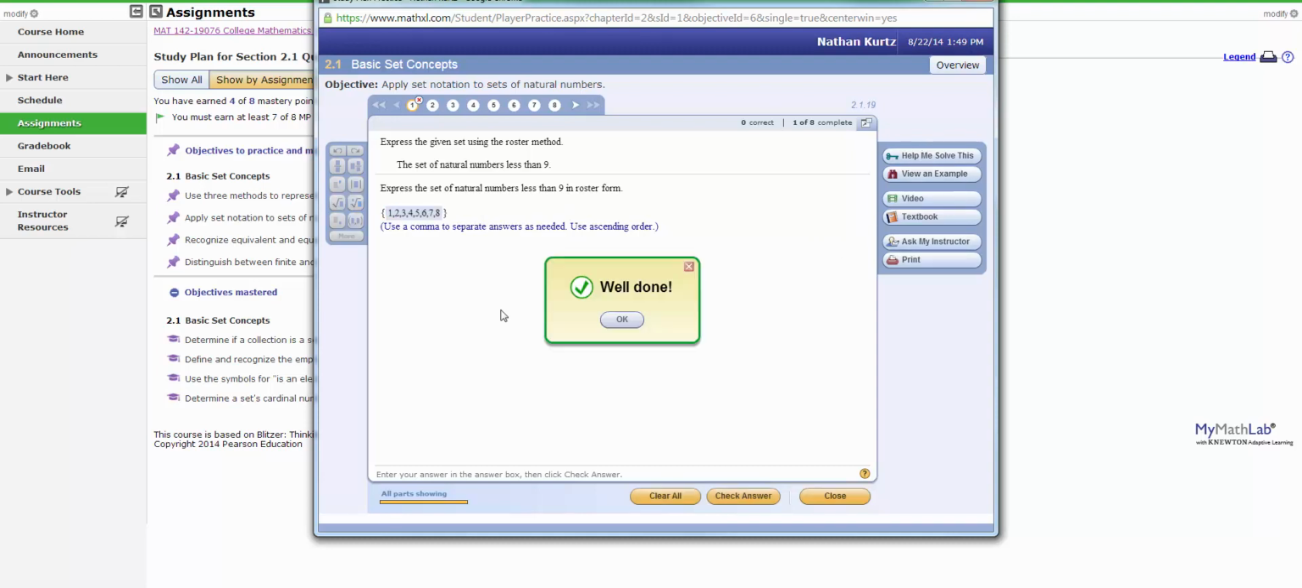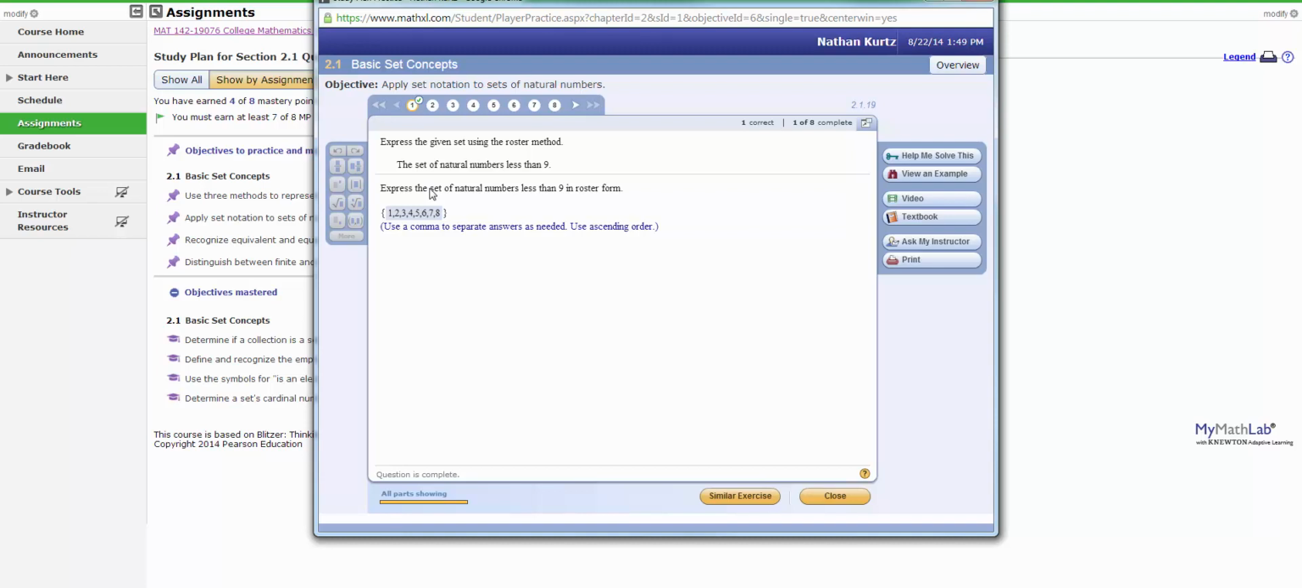When you get an answer correct, it'll tell you by showing you a green check mark. Go ahead and click OK, and then you notice next to the number you'll see a green check mark indicating that you've gotten the answer correct. As long as you've gotten one answer correct, you can go back into the QuizMe and attempt the QuizMe again.